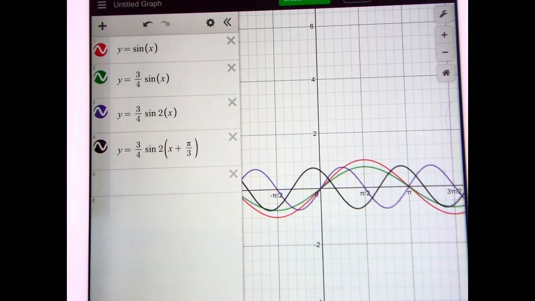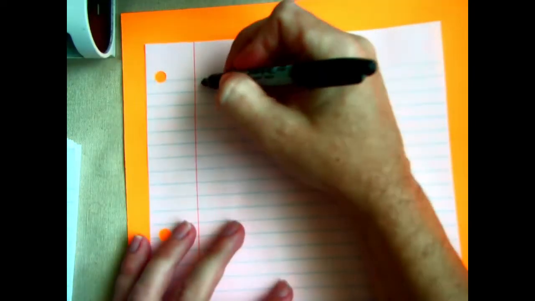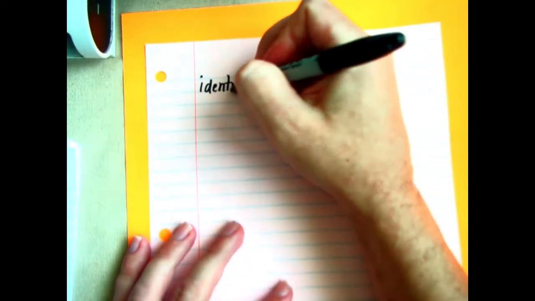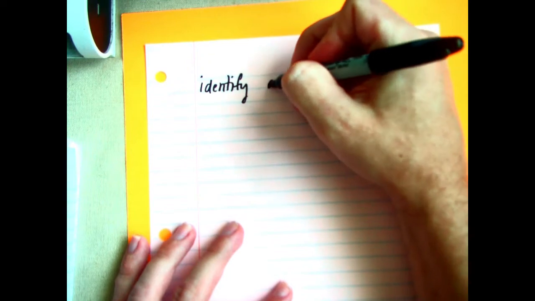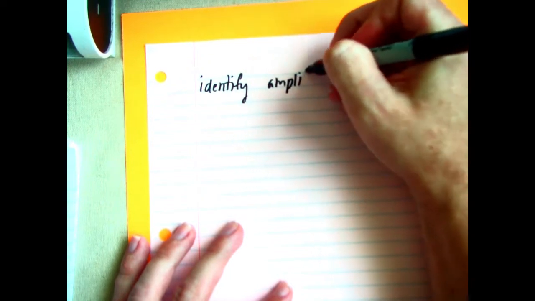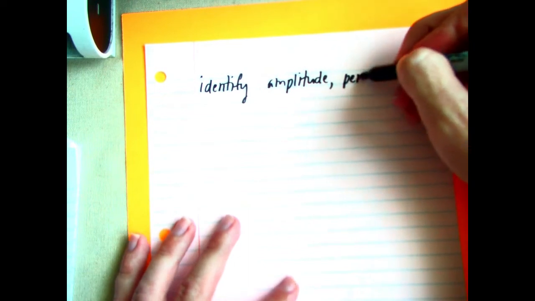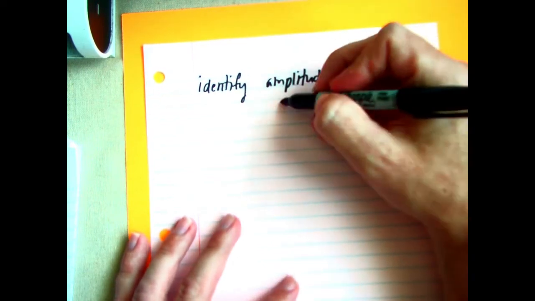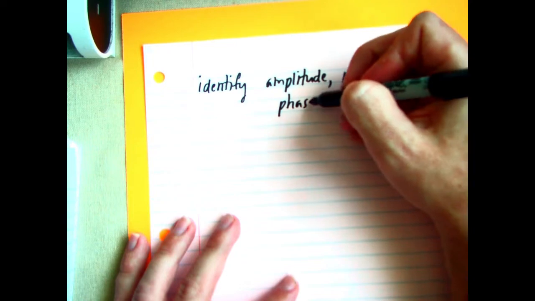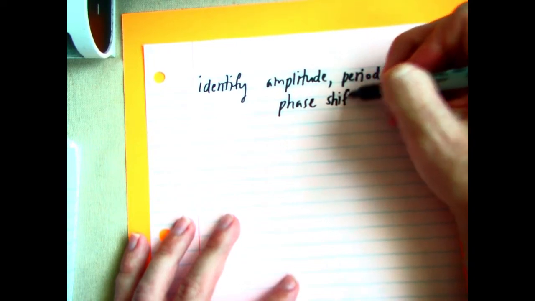Alright, so when graphing on paper, that's kind of how I want you to do it. I want you to do it in steps. So first start with sine x, then apply the amplitude, then apply the period, then apply the phase shift. So kind of do it in steps till you get the last graph. Alright, let's do one more together.